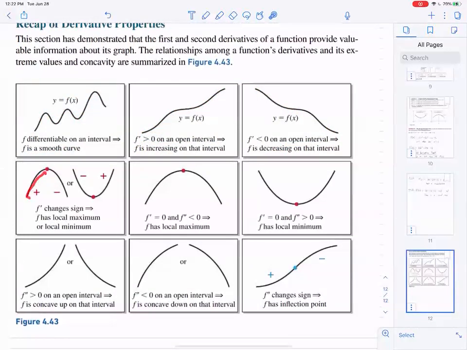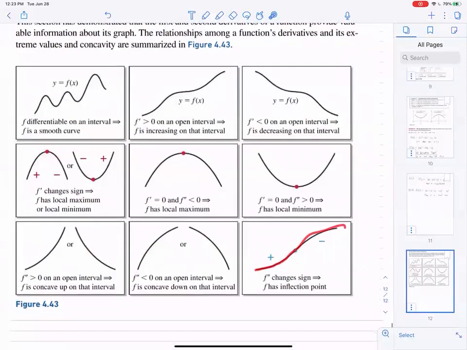If the first derivative changes sign from positive to negative or from negative to positive, then it has a local max or local min. If it has a flat horizontal tangent line and it's concave down, it's a local max. If it's a flat horizontal tangent line and it's concave up, it's a local min. If the second derivative is positive, then it's concave up. If the second derivative is negative, it's concave down. And if the second derivative changes sign, then it has an inflection point. So that's a recap of all the properties.